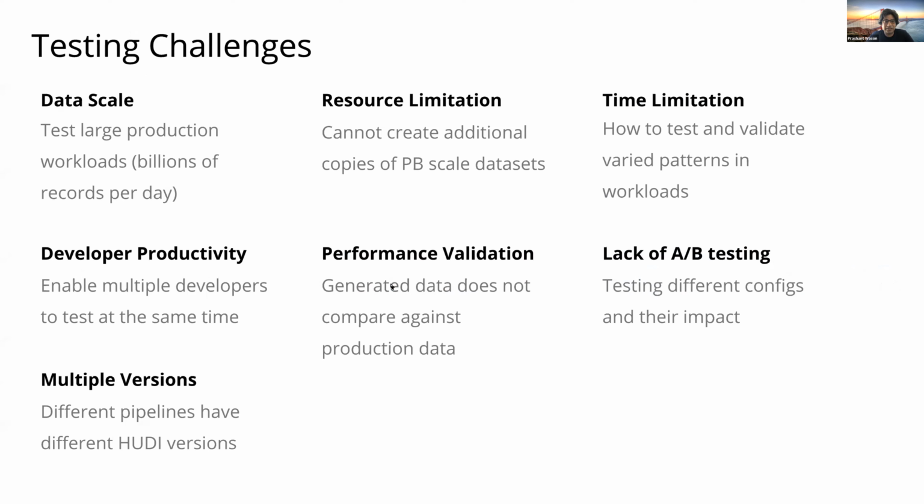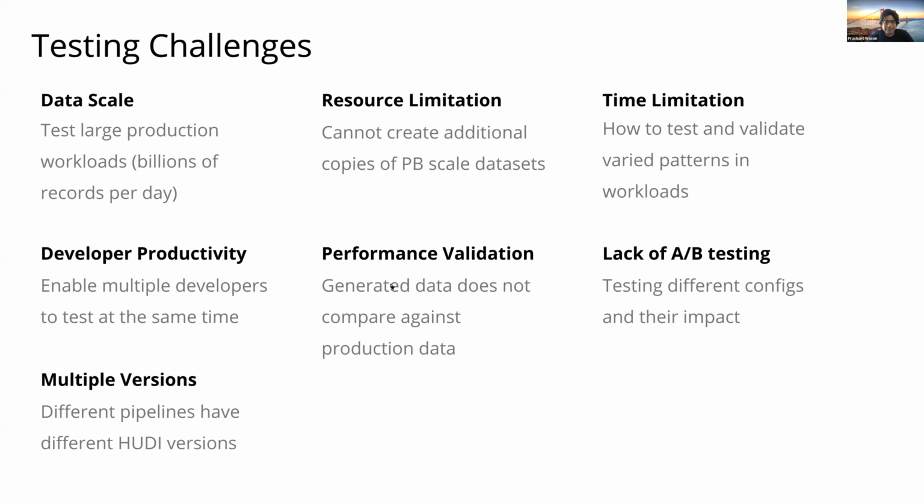Some of them are related to resource limitations, like we are unable to create multiple copies of these petabyte scale databases just for testing. Others are related to allowing multiple developers to test with these large data sets. And finally, we also have the challenges of testing new features before we release them, to test whether they will work at scale properly, or to recommend the appropriate settings for many of these data sets without having to change production every time and see the effects of that. So that's the lack of A/B testing which we were facing an issue with.